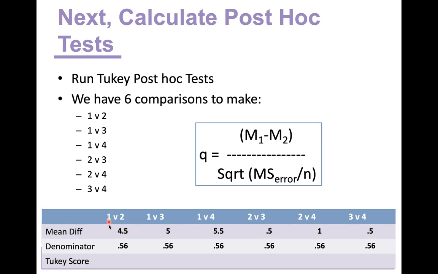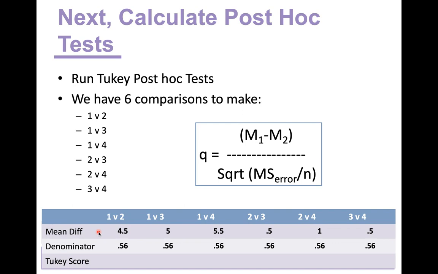So the mean of treatment 1 minus the mean of treatment 2 was 4.5. The mean of treatment 1 minus the mean of treatment 3 was 5. The mean of treatment 1 minus the mean of treatment 4 was 5.5. The mean of treatment 2 minus the mean of treatment 3 was 0.5, so on and so forth. Press pause, go back and grab those treatment means from your T and P table, and make sure you know where these mean difference numbers are coming from. So go ahead and do that.